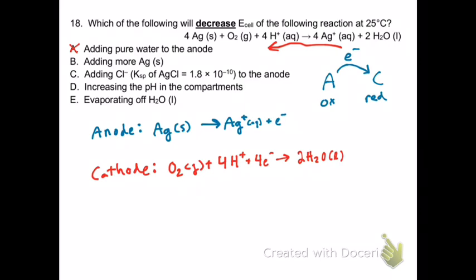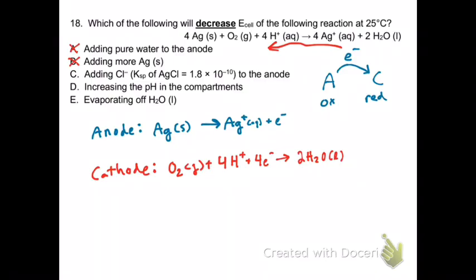The next answer choice says adding more of the solid silver. Well, adding a solid does not influence a reaction based on Le Chatelier's principle, right? It's only aqueous species and gaseous species. So adding more of a solid, well, it might allow our battery to last longer because you need the reactants in there, but it's not going to actually cause a shift. So we can eliminate that answer choice.